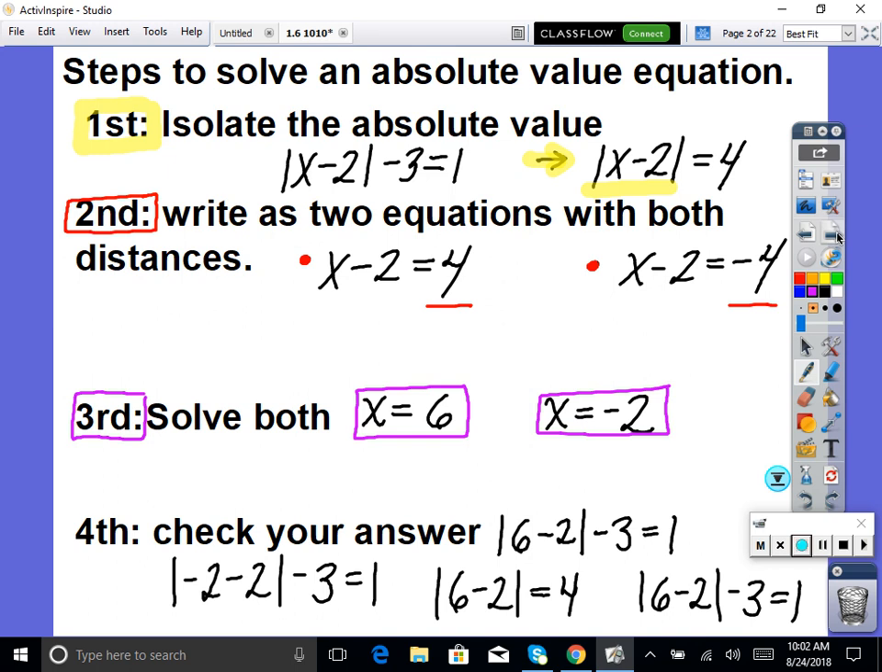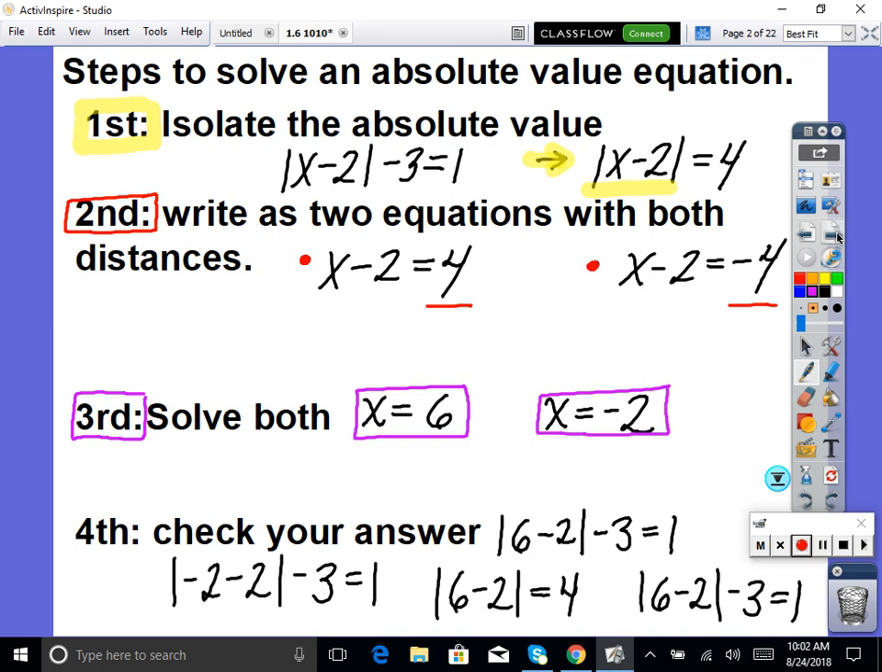Then you'd say, okay, I have that absolute value isolated. Now the second step is, because this is distance, we have a distance in the positive direction and a distance in the negative direction. So we're going to write 2 separate equations with both distances. We have x minus 2 equal to positive 4, and x minus 2 equal to negative 4, the distance in the negative direction. Then you just solve individually. We solve for x, add 2, and we get 2 solutions, so our solutions are 6 and -2.